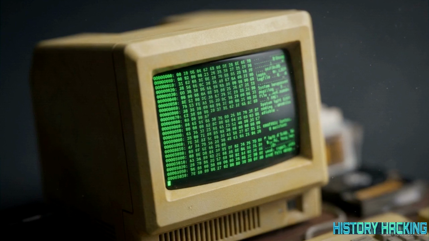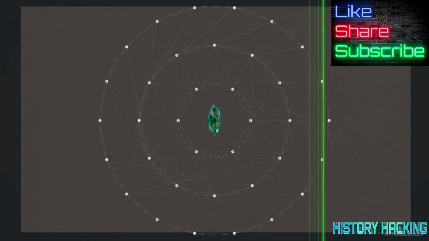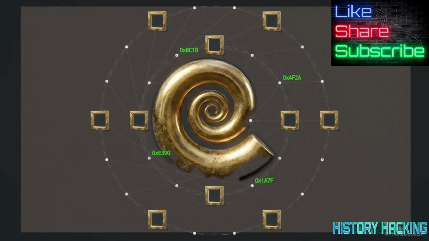Next, we go deeper into the log files. We are going to analyze the hidden numerical patterns and mathematical signatures buried in the code of our reality.